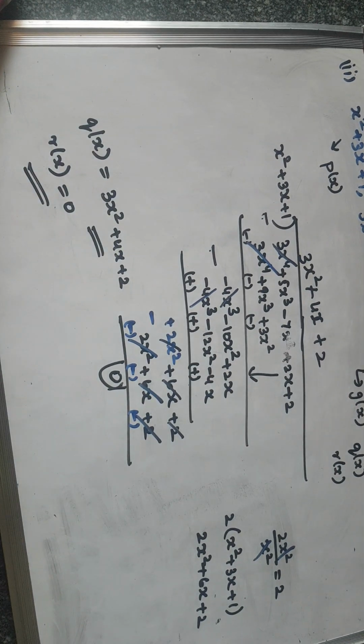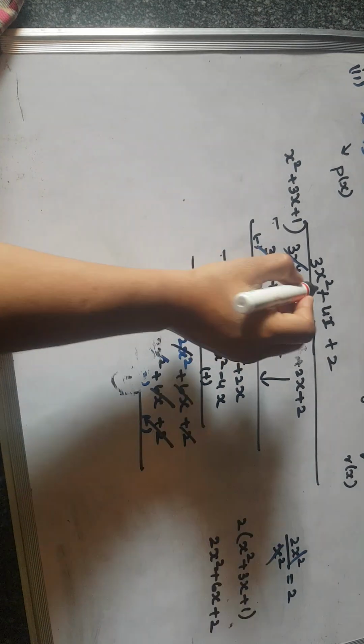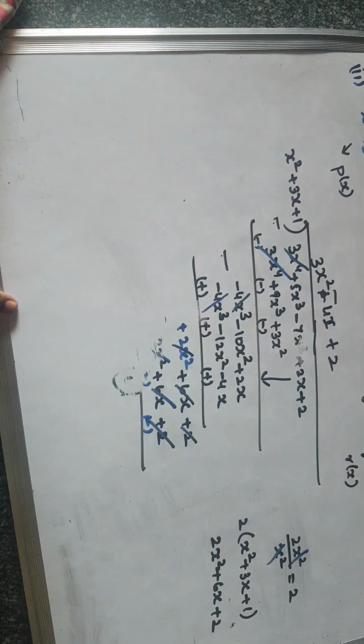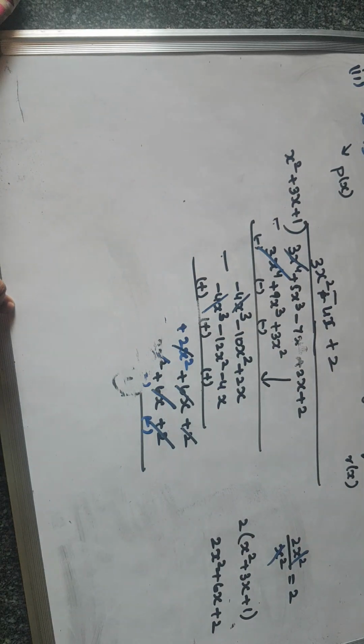Now let us continue with the other question. Sorry, this value becomes minus 4x plus 2. This value becomes like this.